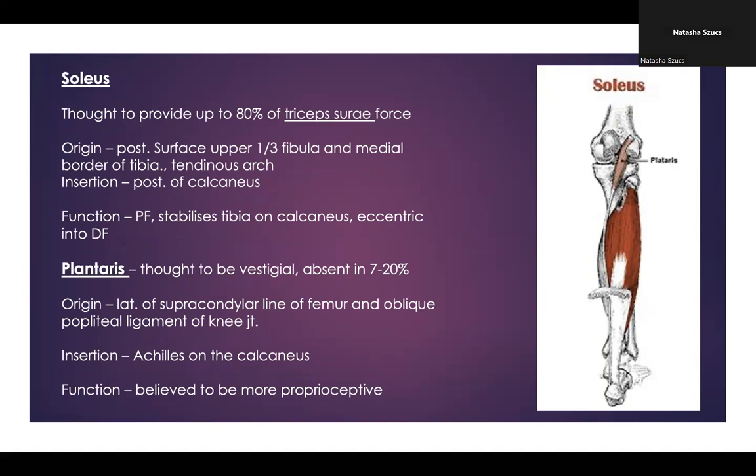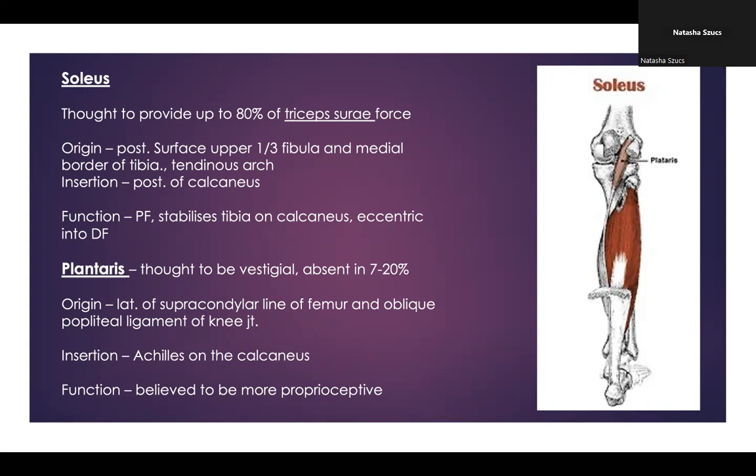So most of it is attached up around the fibula and medial border of the tibia. It again stabilizes around the calcaneus, involved in plantar flexion or eccentric dorsiflexion. And the plantaris doesn't offer a whole lot of strength. The numbers vary from 7 to 20% who don't have one at all, but it's believed to be more proprioceptive. It's believed to be just a remnant, where it's prominent in other animals.